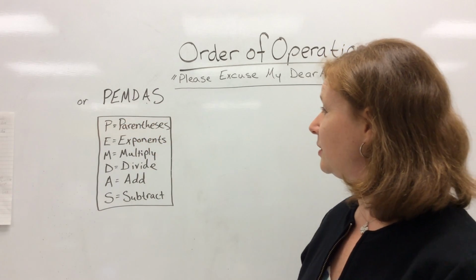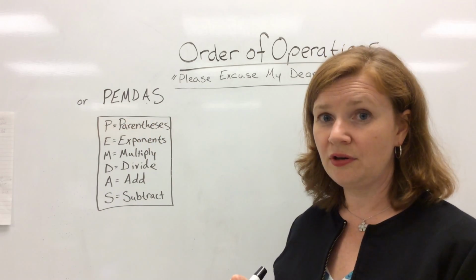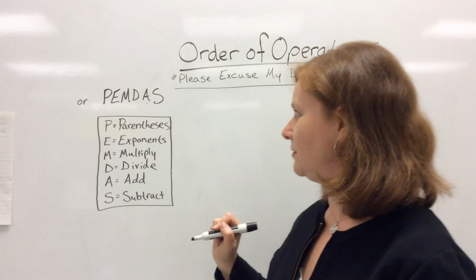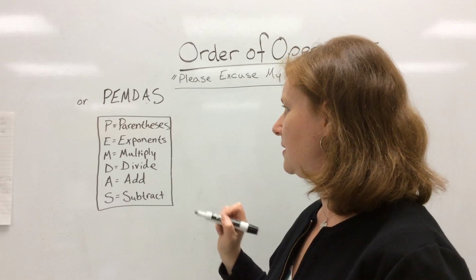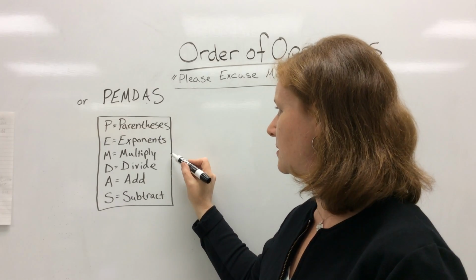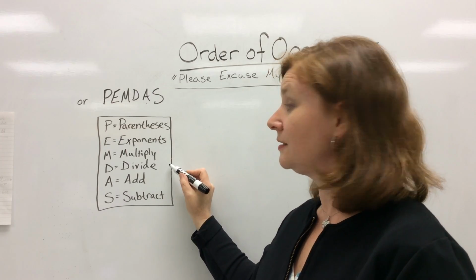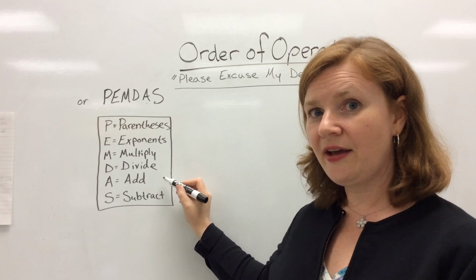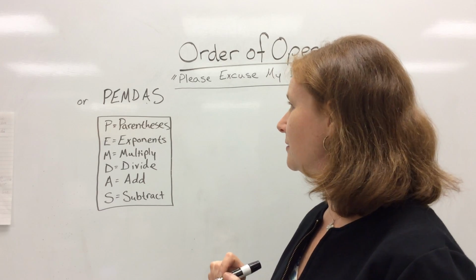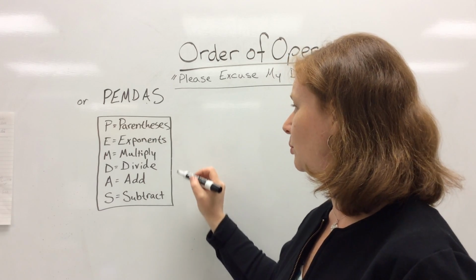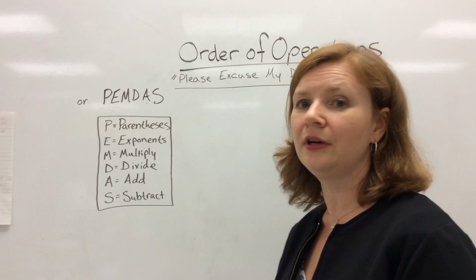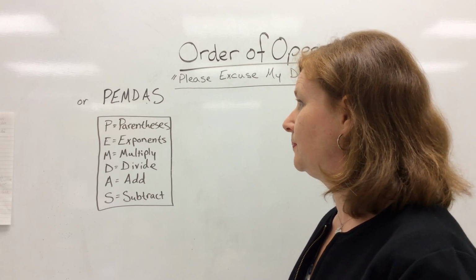These letters tell me all the operations that I need to do in the order that I need to do them. P is for parentheses, E, exponents, M for multiply, D, divide, A, add, and S, subtract. I'll do every one of these operations in that order to solve my number sentence.